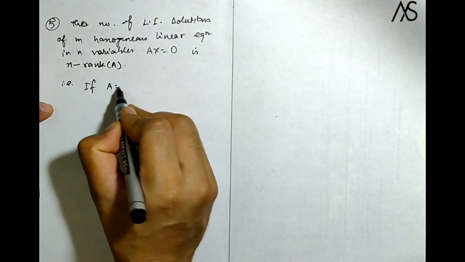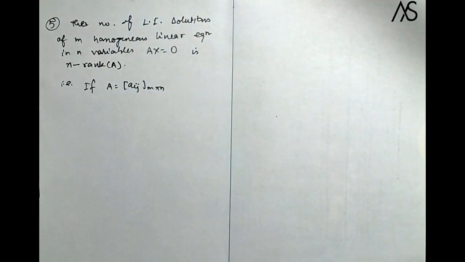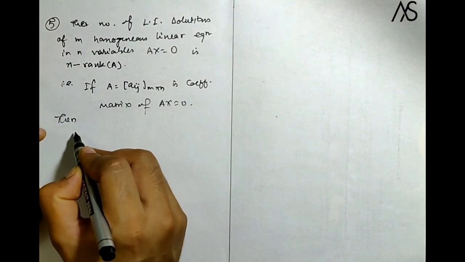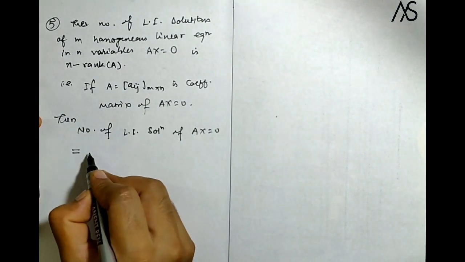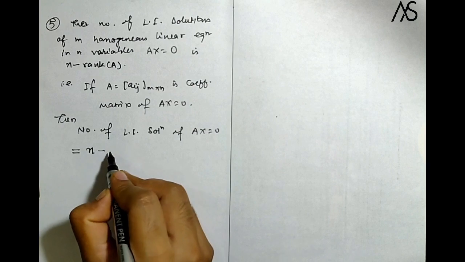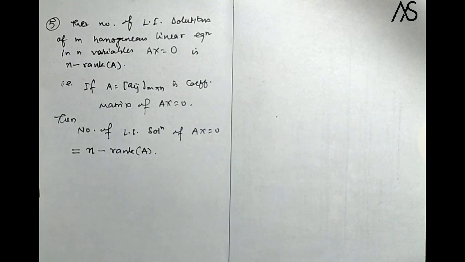If the coefficient matrix Aij is m cross n, where m is the number of rows, it means number of equations, and n is the number of variables, then the number of LI solutions of this system is equal to number of variables, which is n, minus rank of coefficient matrix. ये क्यों हो रहा है, ये कैसे हो रहा है, you can easily see here.